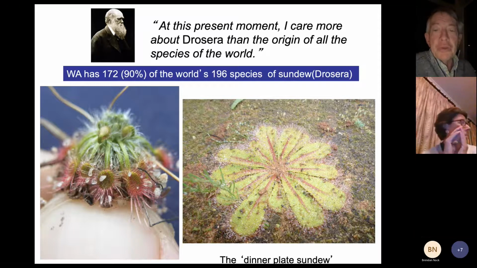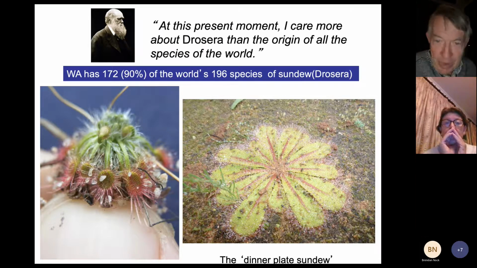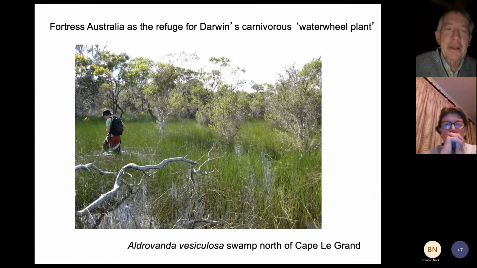Or you can go to these real giants, and I call this one the dinner plate sundew. Grows up near Mininu, produces these large bread and butter plate size rosettes of leaves, and you can see a whole variety of hapless insects have fallen into the middle of that. But Charles Darwin, had he seen just some of those carnivorous plants, probably would have stayed a lot longer in Western Australia and probably got to the origin of species, I contend, probably a little faster.